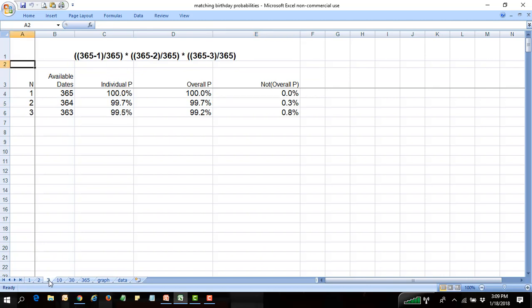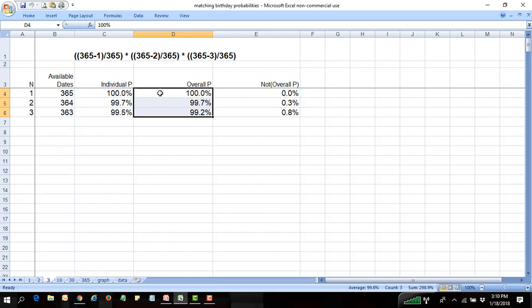But let's take a look at the third person coming in. There are only 363 days left, so they have a 99.5% chance of not matching one of the first two people. But now it's time to talk about this central column. What we care about is not just that each person has a probability of matching someone else. The second person has a 99.7% chance of not matching the first person. The third person has a 99.5% chance of not matching either of the first two.